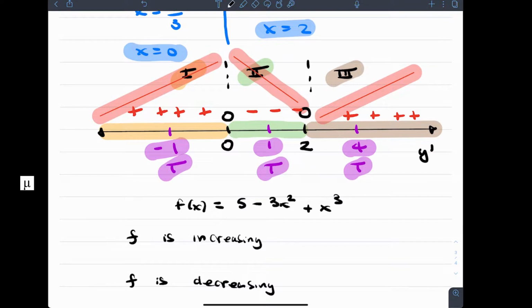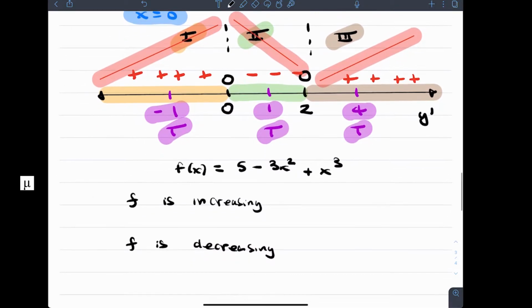In what region do you have a positive derivative? Because that's the increasing region. Your function's increasing on that interval. What is that interval? Do you guys know? That's from negative infinity up to 0. Be careful here. Why don't I include 0? Because 0 is not positive, it's not negative. Okay, you guys okay with that? Now, where else is it positive? 2 to infinity.